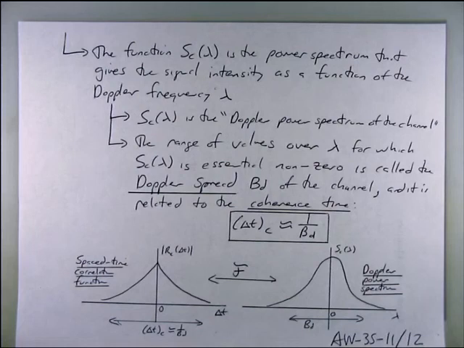So this gives you the signal intensity as a function of lambda, which is called the Doppler frequency. If we change this lambda over various values, another term for it is the Doppler spread. It's also related to that coherence time business that I was talking about. So does anyone know what Doppler spread is? Hopefully, maybe. You guys should, right?